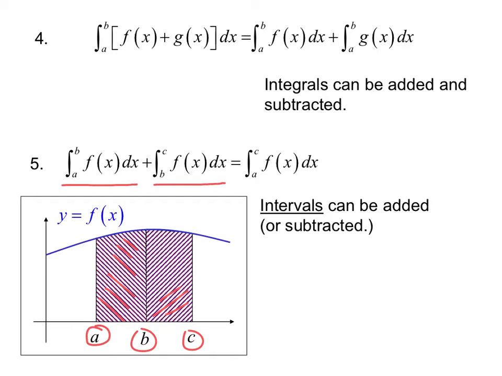So a to b, and then wherever b picked up from, the next one's going to go from b to c. And so in the end, I would have an integral from a all the way to c. So that's a pretty common integral property we'll use, especially when we're dealing with areas under the curve. All right.